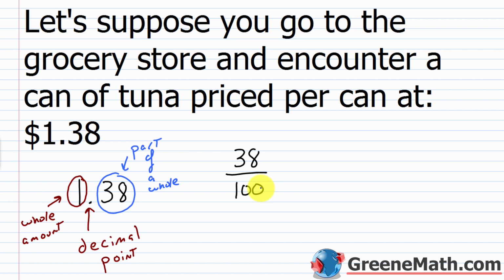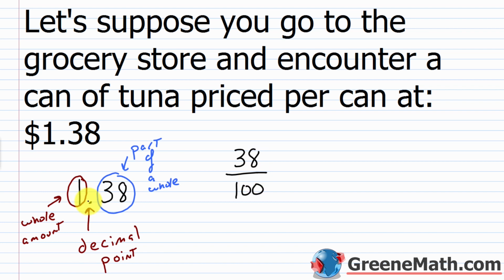Remember, when we work with fractions, our denominator is the whole amount split up into equal parts. So this is me taking $1 and splitting it up into equal parts of 100. That's what would happen if I got $1 in pennies. And then if I only have 38 of those pennies, then I have 38 parts out of 100, right? So this 0.38 is the same thing as 38 over 100.